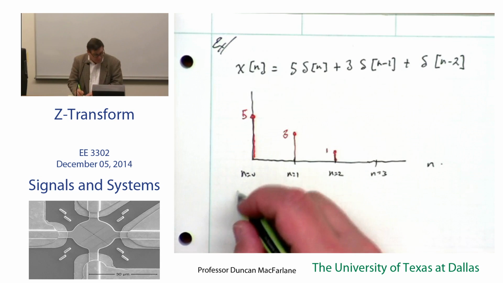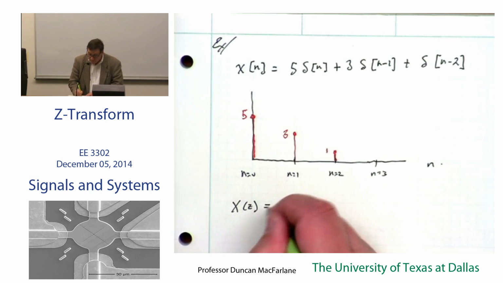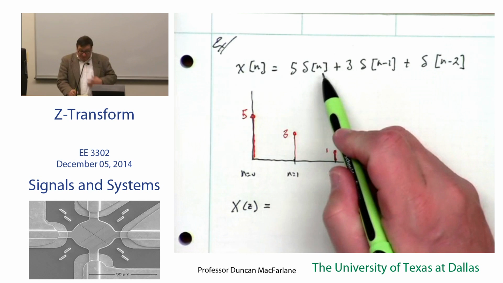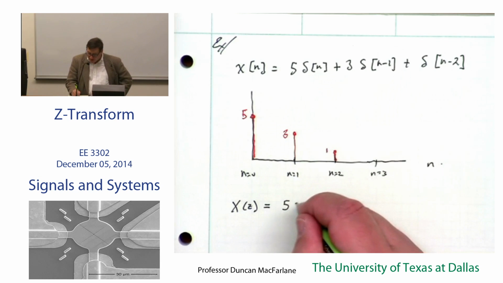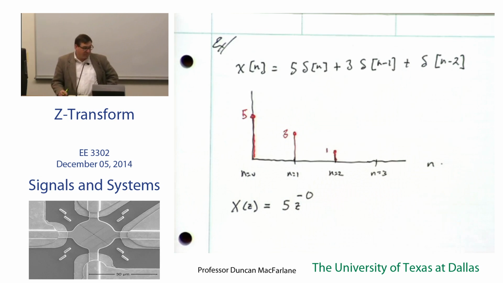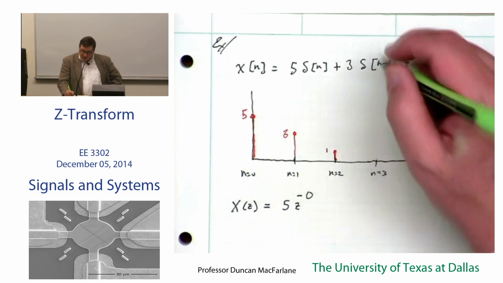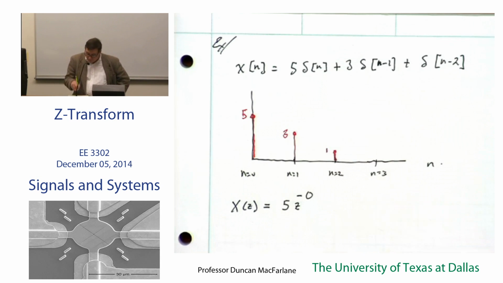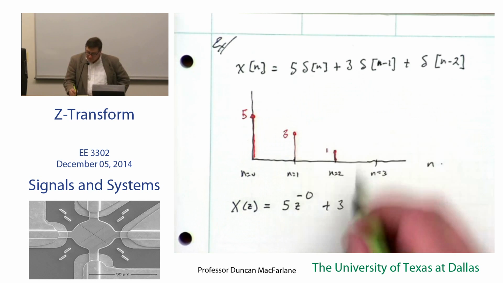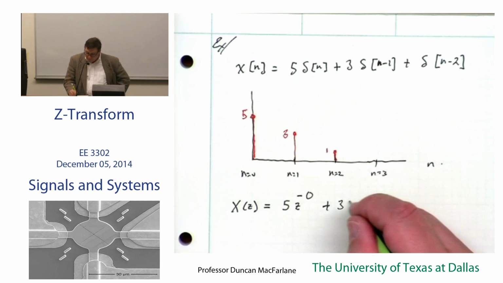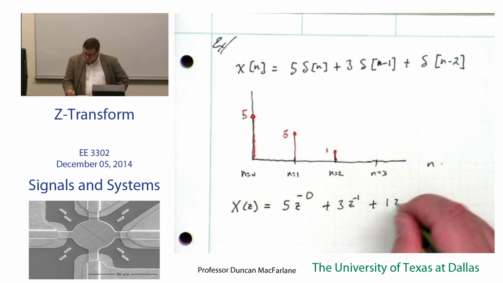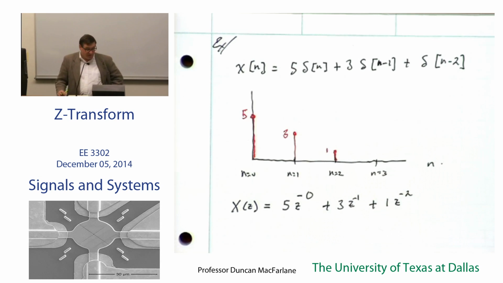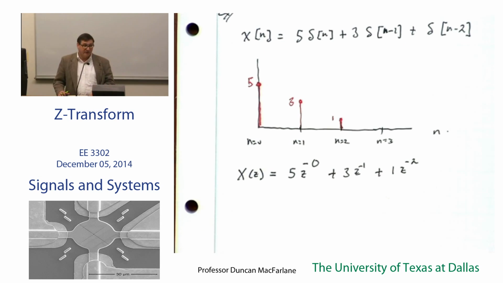And if I write this in the Z-transform, I look for the k's. In this case, this is a delta function that's shifted by 0. So my first term is going to be 5 z to the minus 0, which is particularly easy to evaluate. The second one is n minus 1, and that's a delay of 1. So I'll have a weight of 3. That's my a sub 1. And it will be z to the minus 1. And my last term is 1 times z to the minus 2. So that's my Z-transform of that signal.